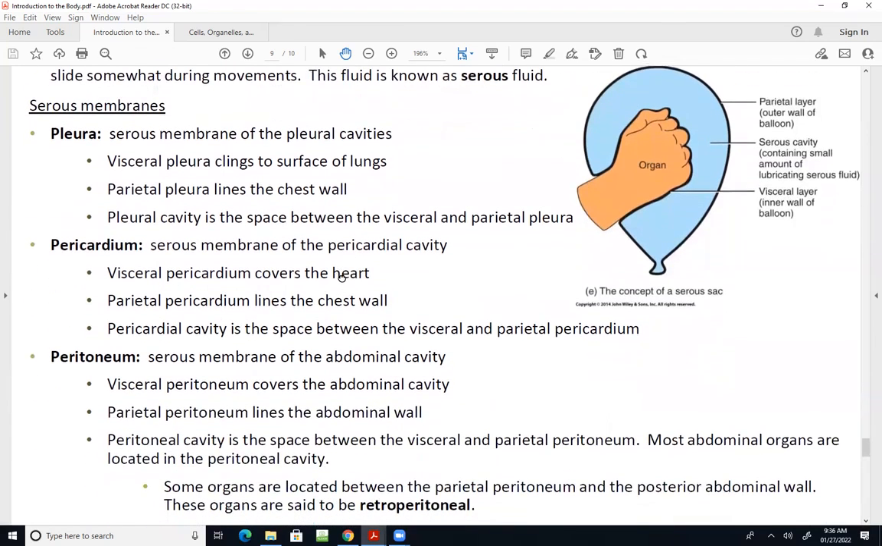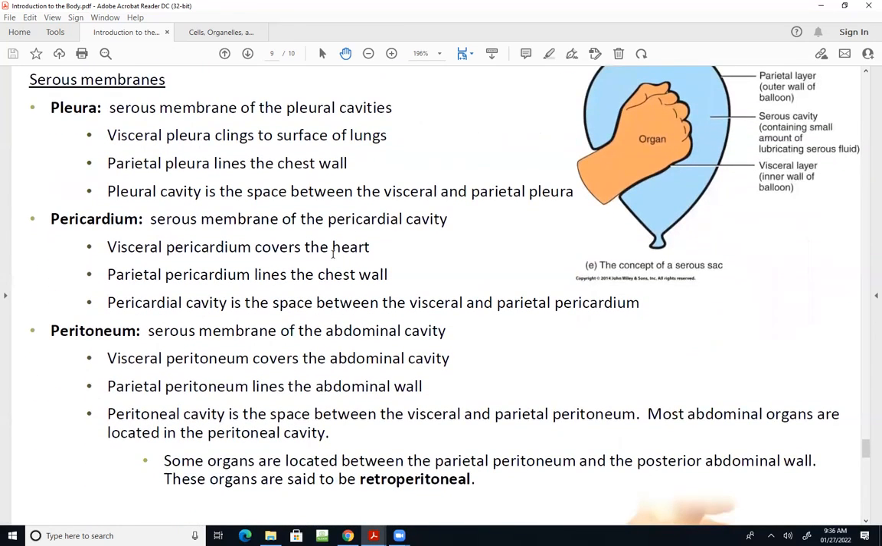Now, we're going to introduce these three membranes today, but I honestly won't talk about them again until quite a bit later in the semester, almost at the very end. In Unit 6, we'll talk about the pericardium. In Unit 7, we'll talk about the pleura. And also in Unit 7, we'll talk about the peritoneum. So that's way down the line.